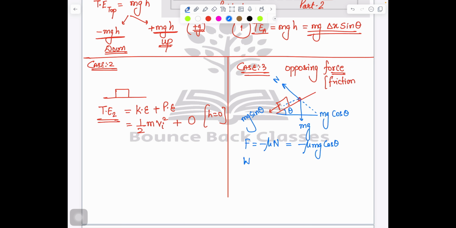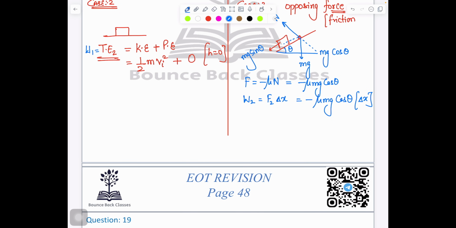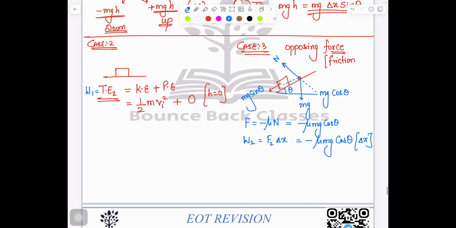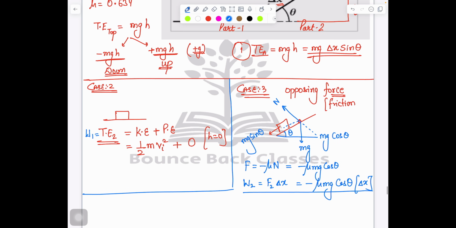What should be the work done? Work done 2. Here you can say work done 1. Work done 2 should be equal to, what should be the value? Tell me fast. It should be F2, and what is the distance? Delta x. Yes or no? So it will become negative mu mg cos of theta delta x. Clear? So now solve it. Total value. Now we need to solve the total value. So we have the upper value, we have the other two values. Okay, now solve it one by one. So we have the total value here.